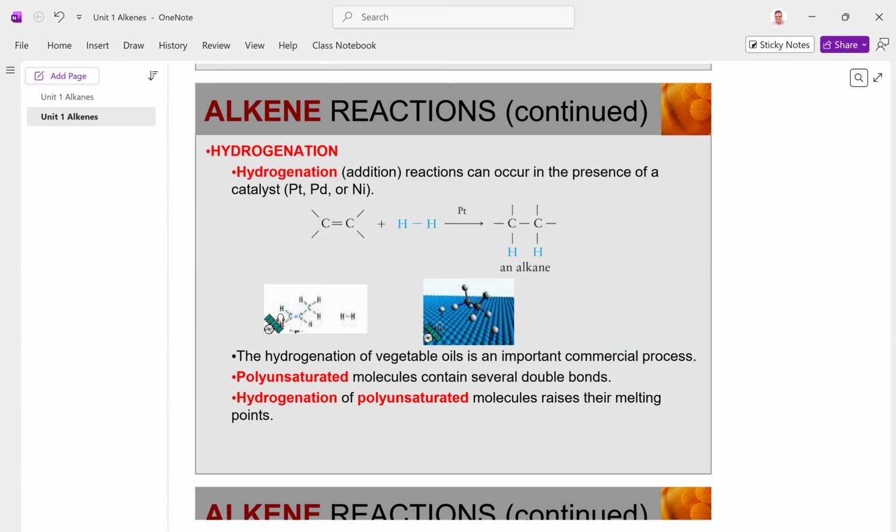Now we can also add H2, hydrogen gas, across the double bond. However, it doesn't work very well. So what we have to do is put a catalyst in there, which is platinum. But it can be other kinds of metals. They frequently use platinum because it doesn't go away. It's real expensive to buy, but you have it forever. So that process is called hydrogenation.